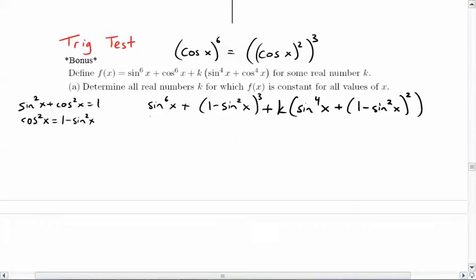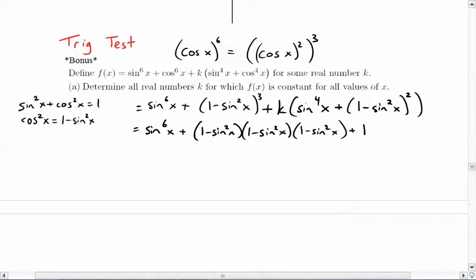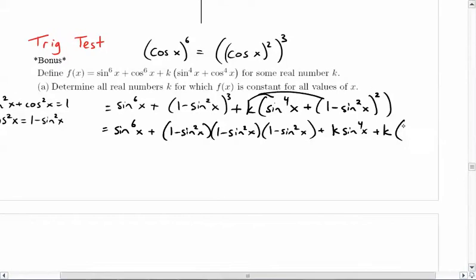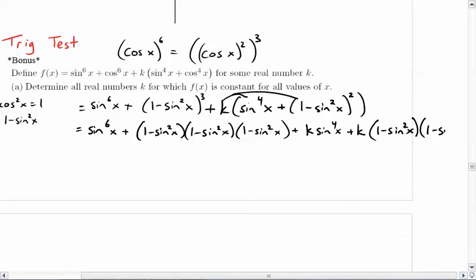So now I'll expand this out. I have 1 minus sine squared 3 times. I'm just putting the k into the brackets here, and I've got 1 minus sine squared twice. So now when I expand, I'm going to start over on the left side. So 1 times 1 times 1.